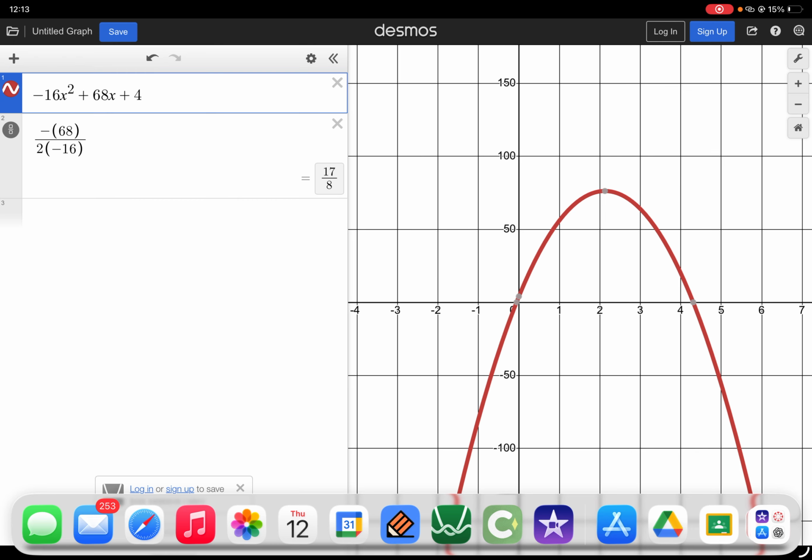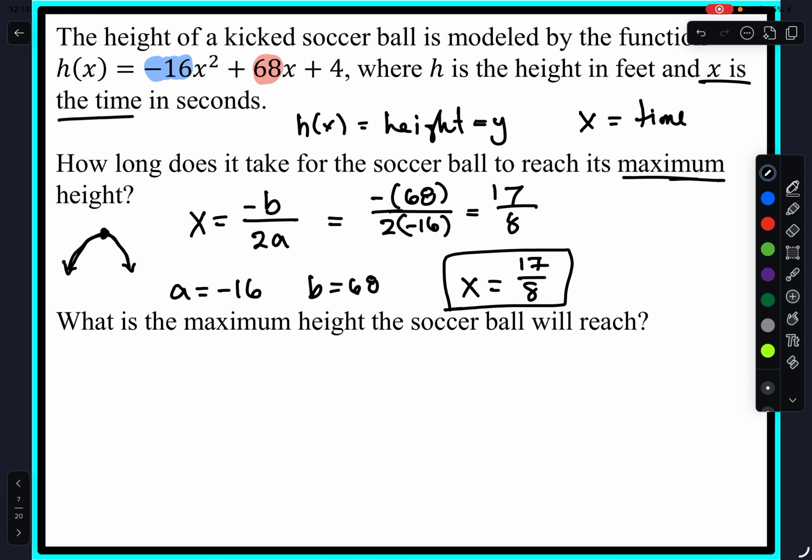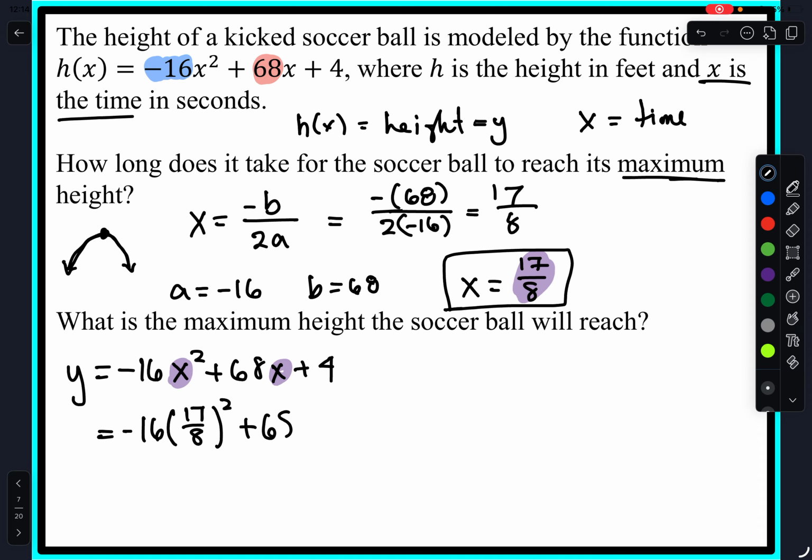So let's go over how to do that. The way we get the y value here, that decimal of 76.25, is by plugging this number into this equation. So let's substitute that value in for the x's, and let's see what this equals.